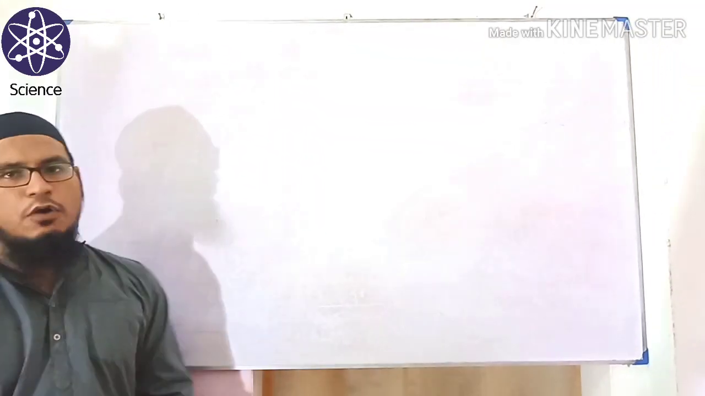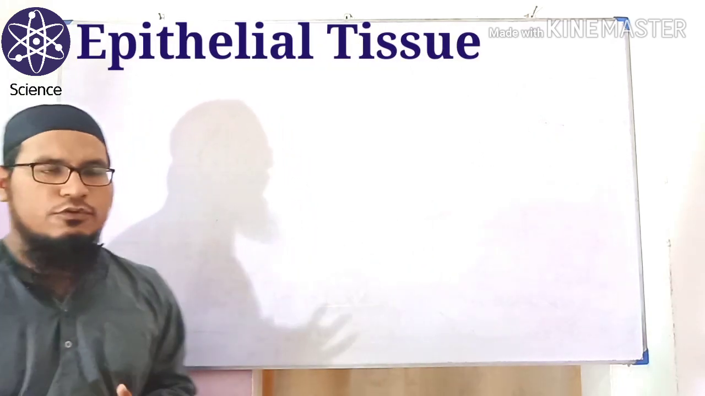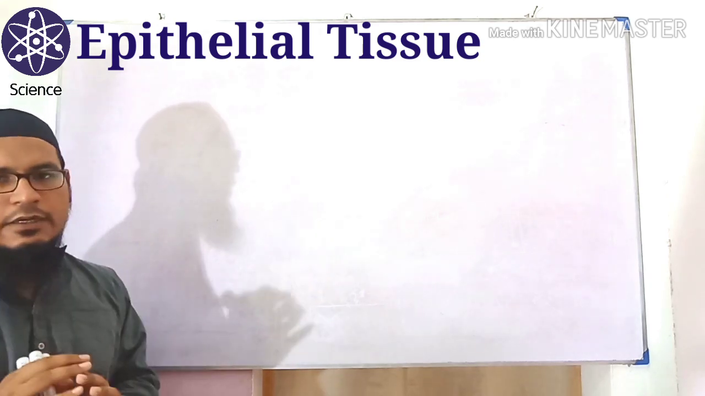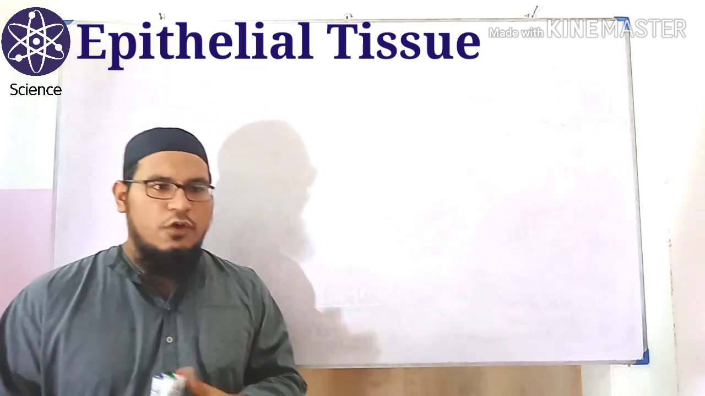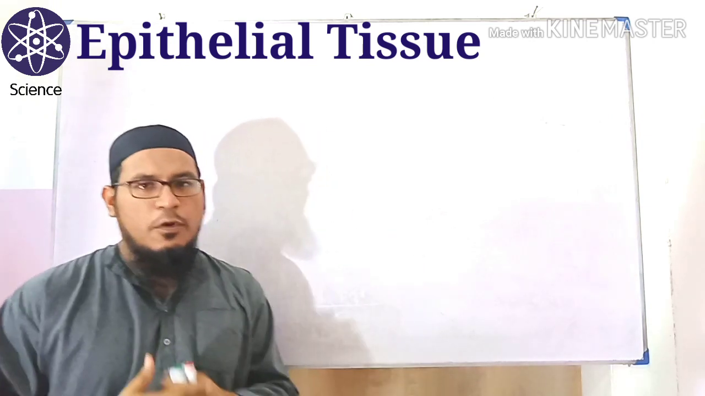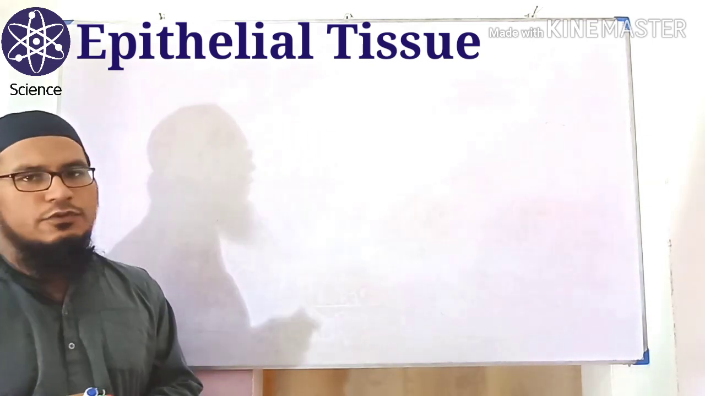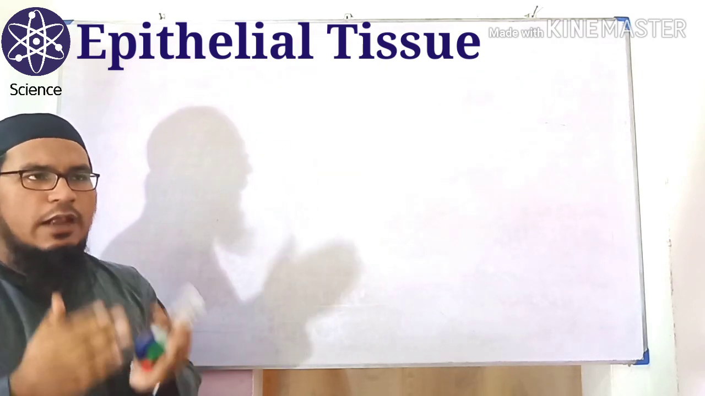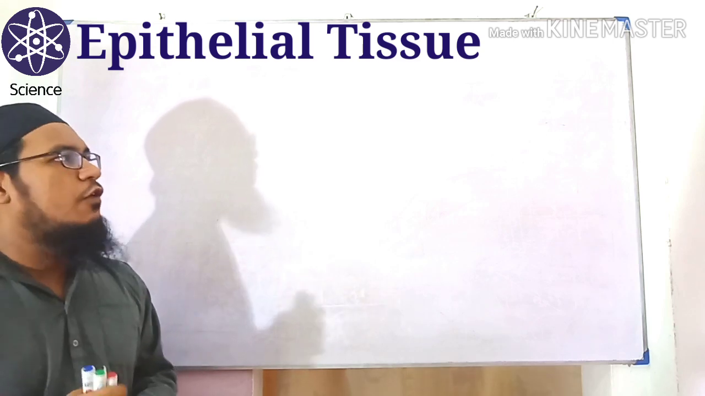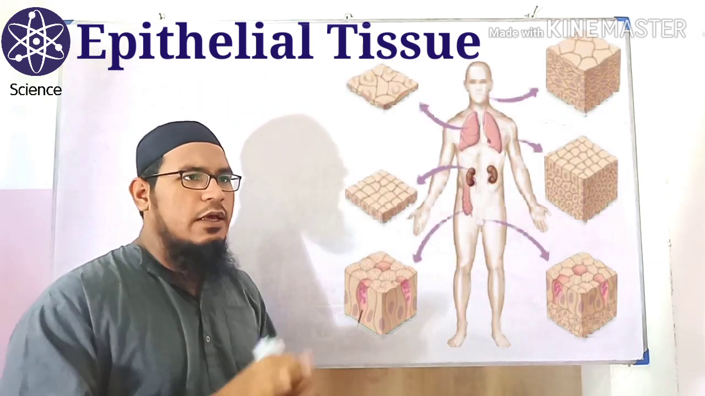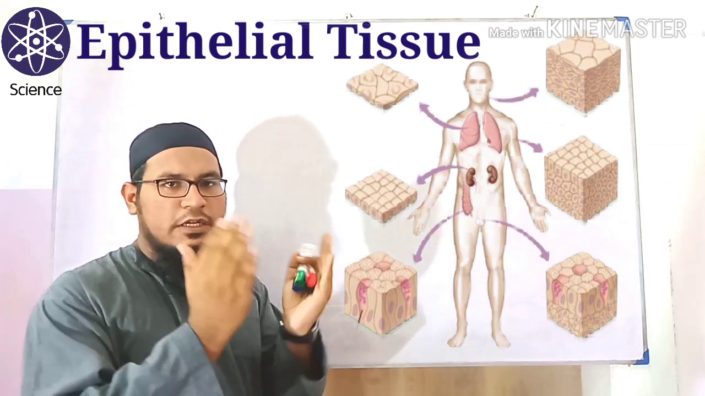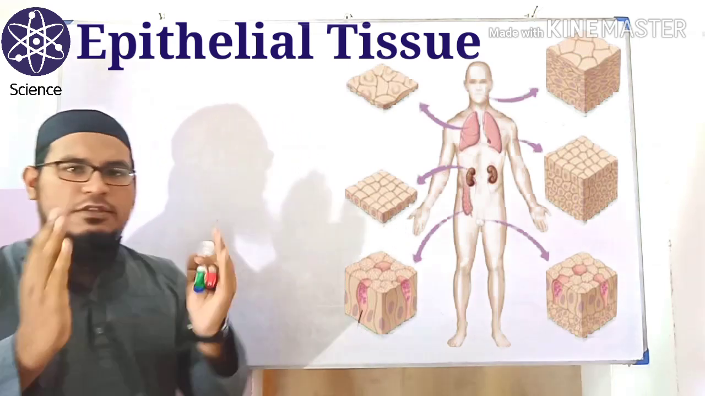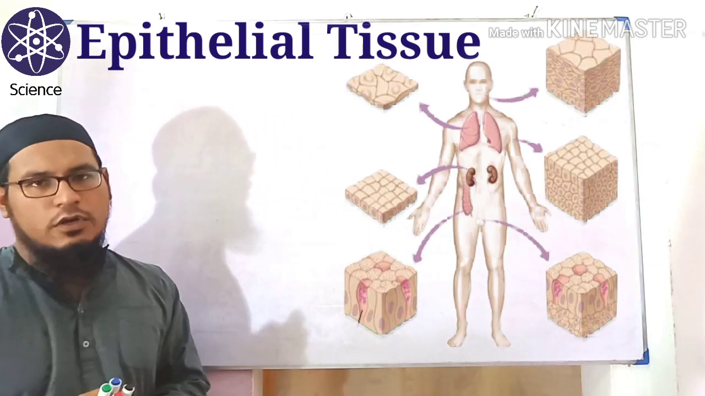Now we'll discuss epithelial tissue. Epithelial tissue is a special tissue which lines the internal and external surfaces of the body. For example, the outermost covering of our body, the skin, is an epithelial tissue. And the lining of the mouth and all the internal organs are lined by epithelial tissue. It is like the covering of a book. The polythene cover which we put on the book, similar to that, the epithelial tissue covers all of our organs.